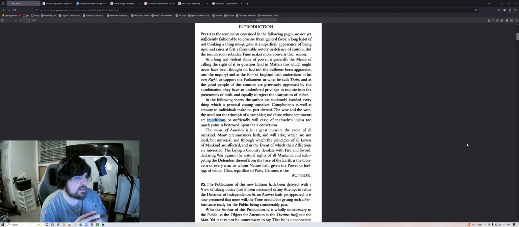The cause of America is in a great measure the cause of all mankind. Many circumstances have arisen, and will arise, which are not local but universal, and through which the principles of all lovers of mankind are affected, and in the event of which their affections are interested. The laying a country desolate with fire and sword, declaring war against the natural rights of all mankind. This is a phrase, the natural rights of all mankind, that is going to come from others, like Locke and Hobbes. And extirpating the defenders thereof from the face of the earth is the concern of every man to whom nature hath given the power of feeling, of which class, regardless of party censure, is the author.